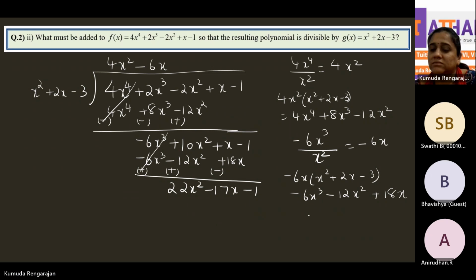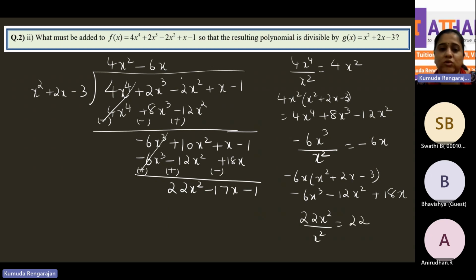Now next what? 22x squared divided by x squared. 22 means plus 22. See, actually this rough column you can multiply it directly and write here. Now multiply 22 into x squared, 22x squared. 22 into plus 2x, plus 44x. 22 into minus 3, minus 66. Change the signs.